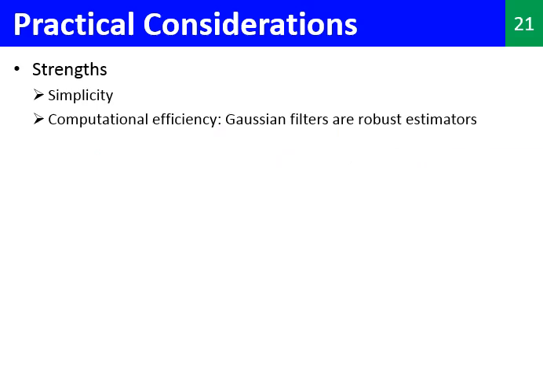Alright, now let's move on to discuss some practical considerations regarding extended Kalman filter. Simplicity and computational efficiency are the two main strengths of EKF. So EKF is very simple to implement, just like the Kalman filter, and it is also computationally very efficient. So unlike Monte Carlo techniques, which we will discuss later, EKF does not need high-end computers for implementation.